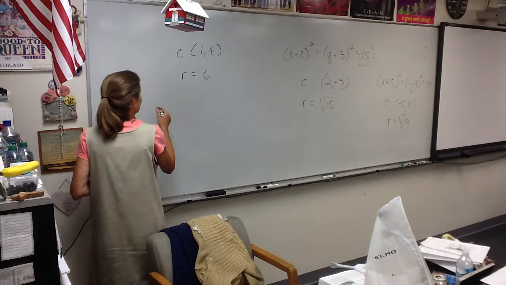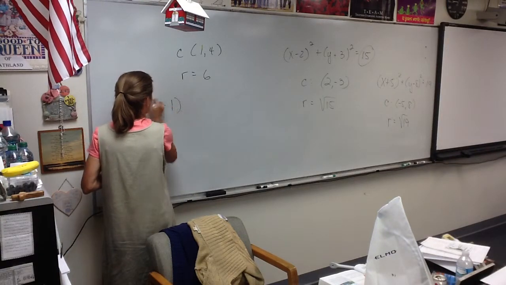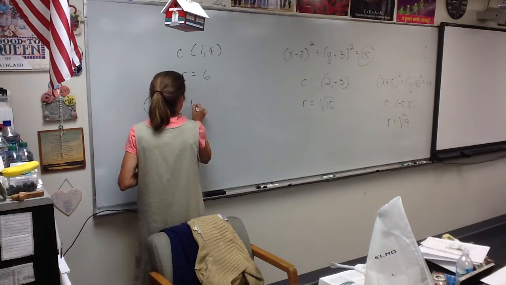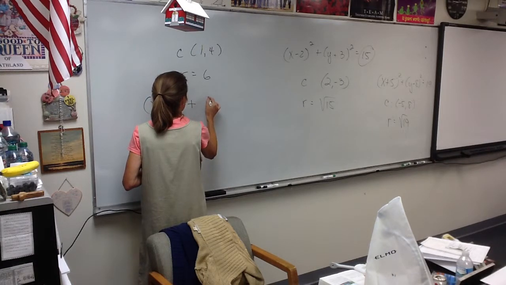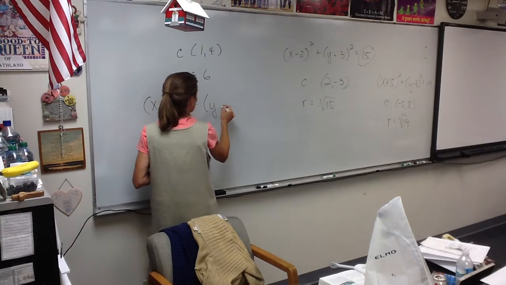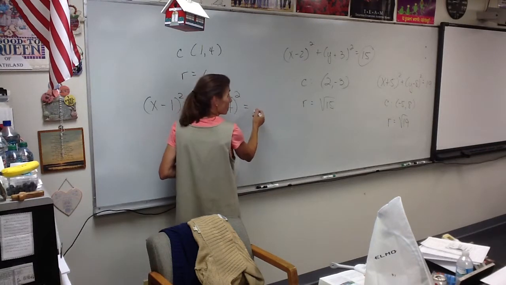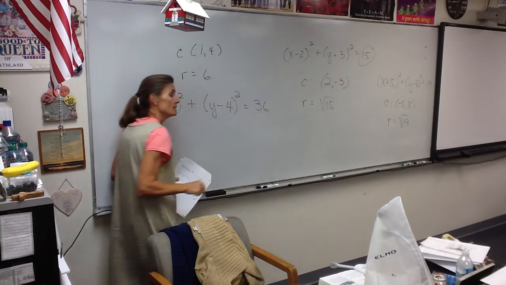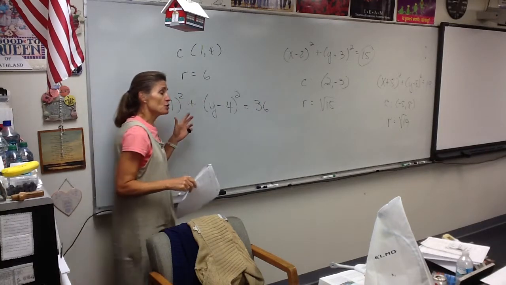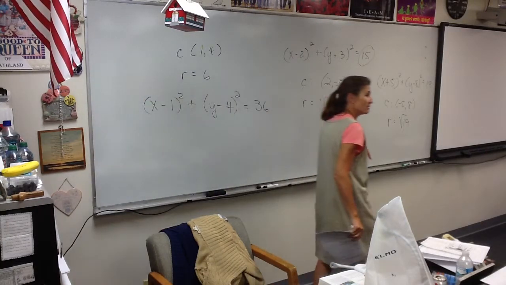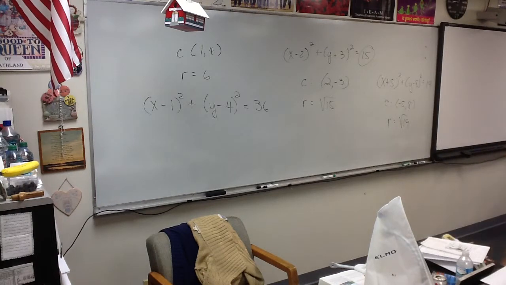Olivia? X minus 1 squared, plus y minus 4 squared equals 36. Perfect. That's it. She did it backwards. She remembered that the center is the opposite of what's in the parentheses, and she remembered that the radius is the square root of that number. So she just did the backwards of that and came up with her answer. Got it?